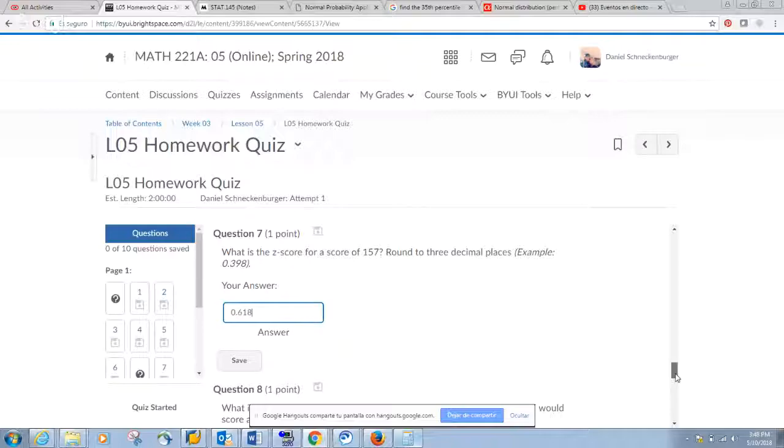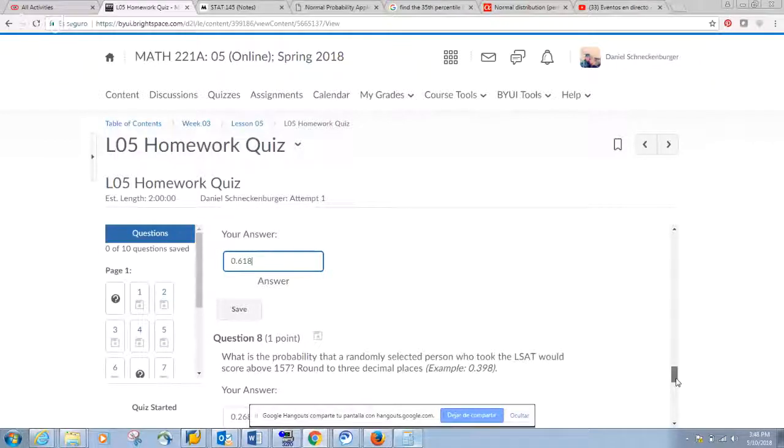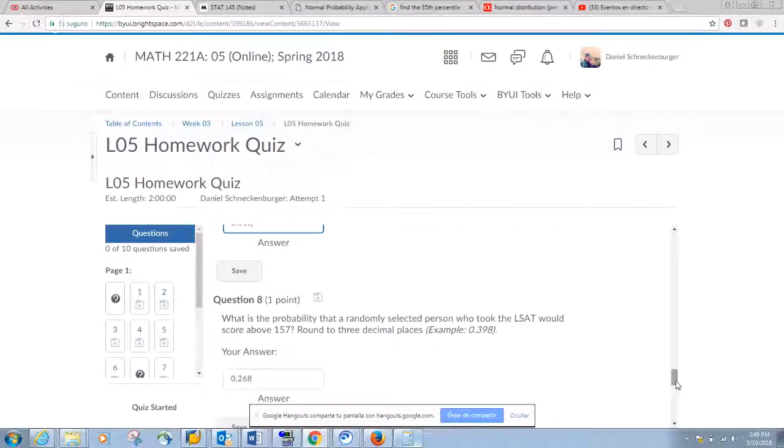Okay, so let's leave it like that, 0.618. Okay, so what is the probability that a randomly selected person who took the LSAT test would score above 157? Right. So for that one, we would need to figure out the percentage for the 0.618 z-score, and then subtract that from 100.